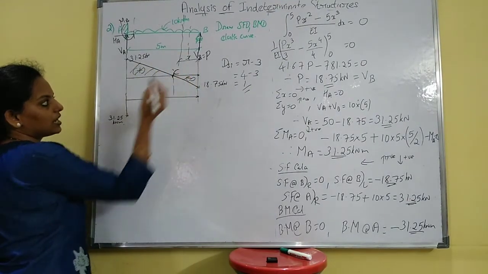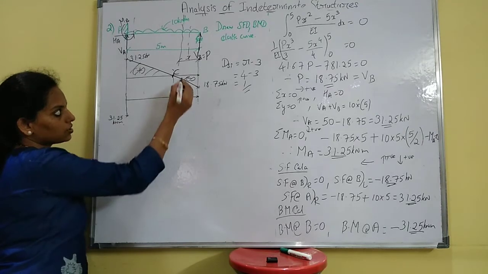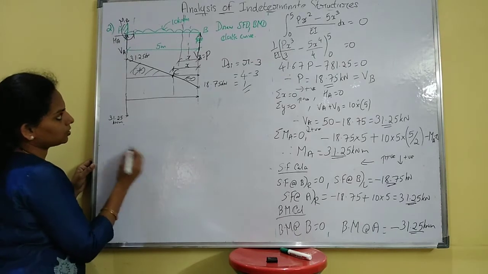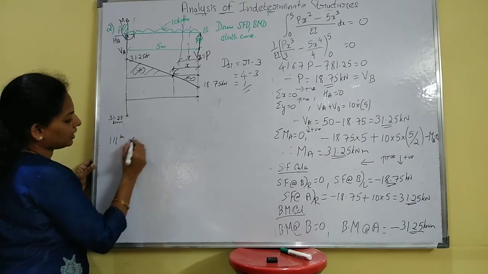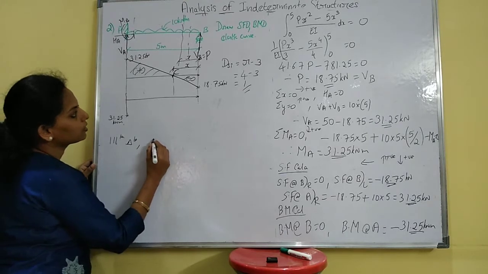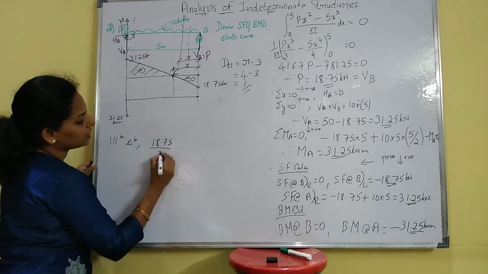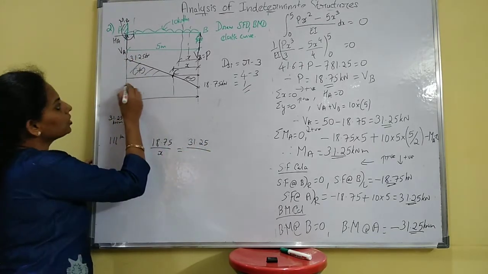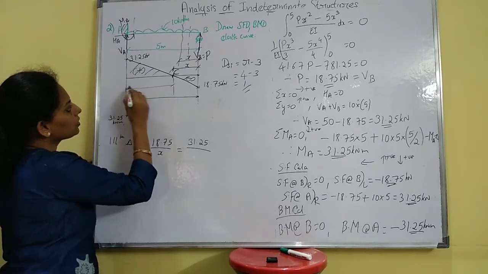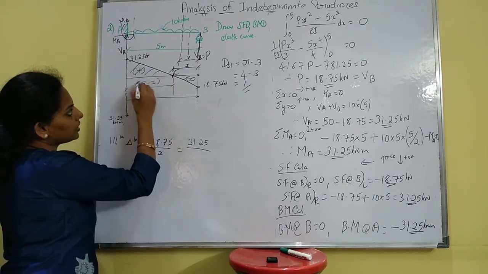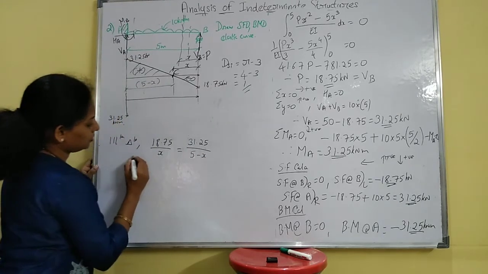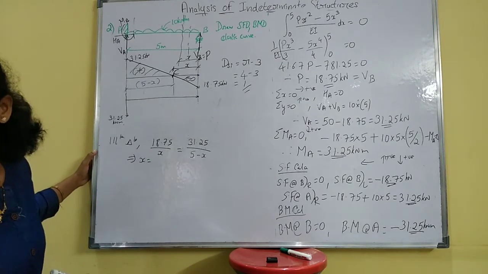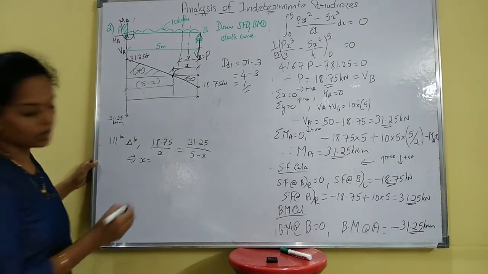So for that, this is your similar triangle. Shear force is a similar triangle. So just mark it as X over here. You have similar triangle: 18.75 divided by X, which is equal to 31.25 divided by the total. Total is 5, so it will be 5 minus X. Find out the value of X. So X will be 1.88 meter.